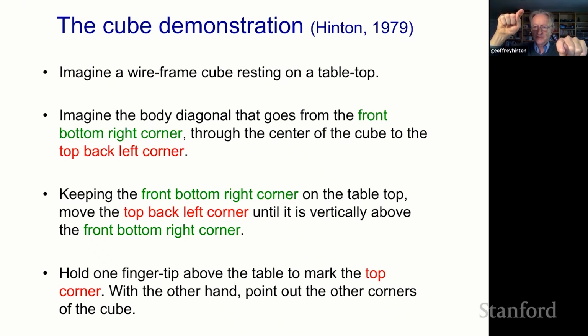Now what we're going to do is rotate the cube so that this finger stays on the tabletop and the other finger is vertically above it, like that. This finger shouldn't have moved. So now we've got the cube in an orientation where that thing that was a body diagonal is now vertical. And all you've got to do is take the bottom finger, because that's still on the tabletop, and point with the bottom finger to where the other corners of the cube are. So I want you to actually do it. Off you go. Take your bottom finger, hold your top finger at the other end of that diagonal that's now been made vertical, and just point to where the other corners are.